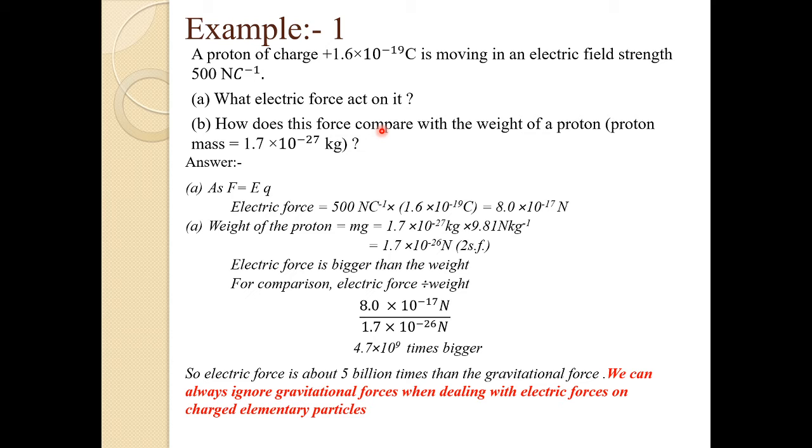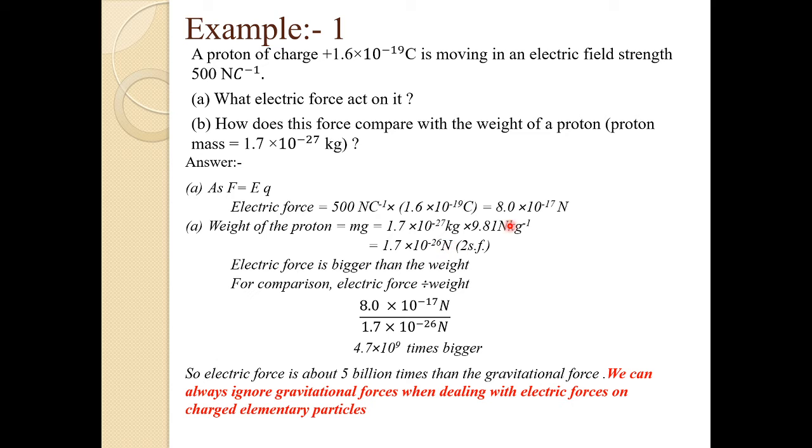The second part says to compare this electrostatic force with the weight of the proton. So before comparing, we must find the weight of the proton. How to find the weight of the proton? Weight is equal to mass times gravitational field strength. So weight can be calculated using W = mg, where m is the proton mass and g is the gravitational field strength. So we have the value 1.7 × 10^-26.